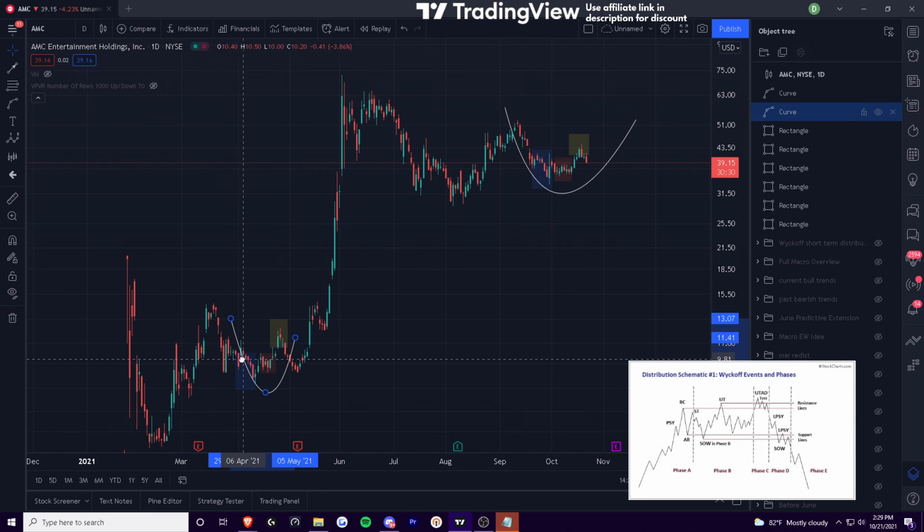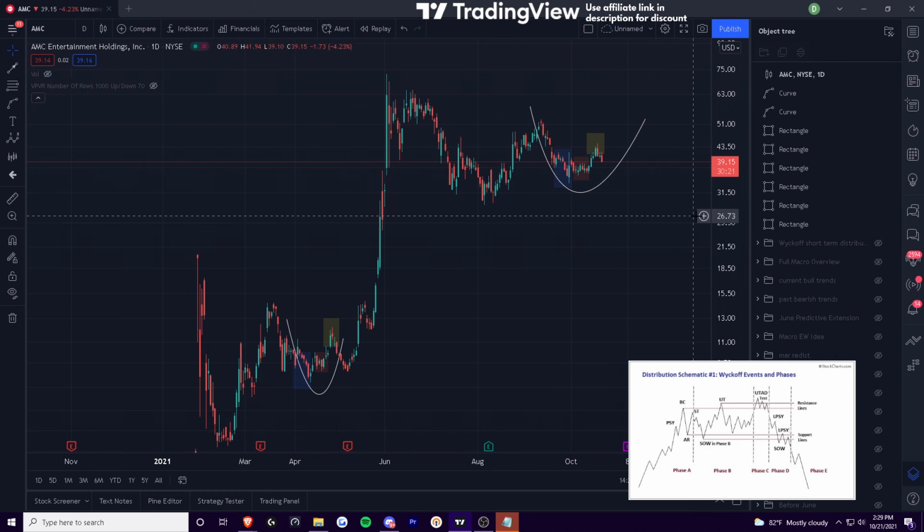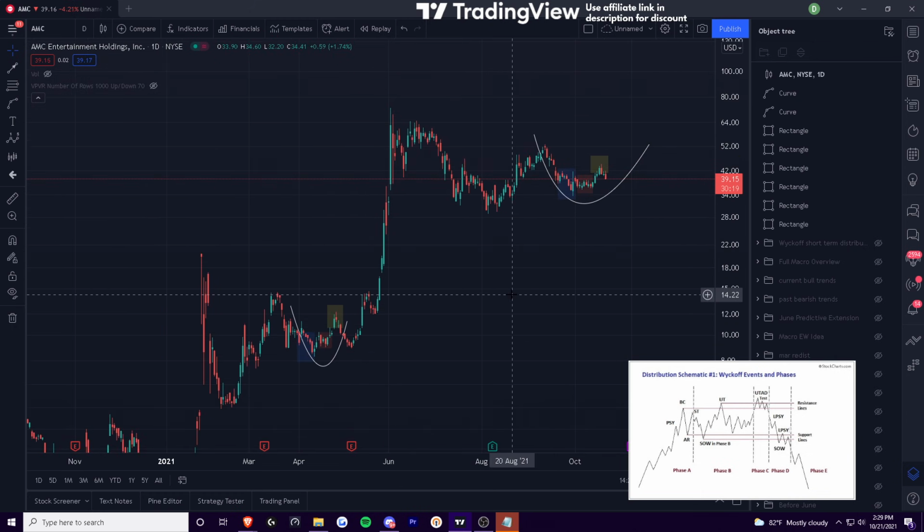So this is what I was saying. This region of the chart looks similar to this region of the chart now. And, you know, we're just hypothesizing here, okay? Don't get your panties in a bunch. You said it was going to happen.